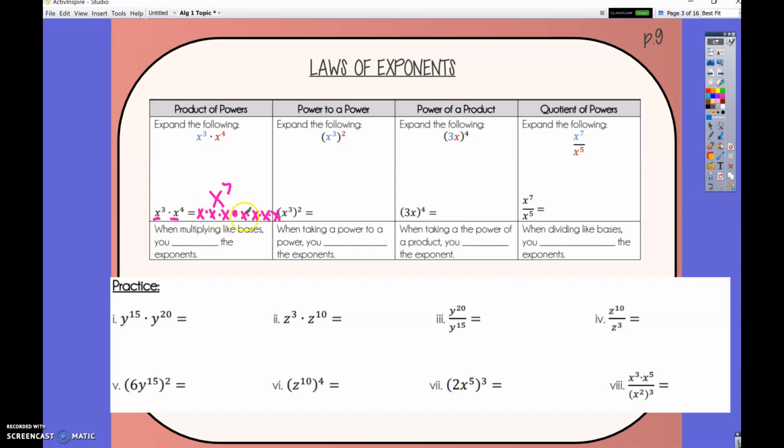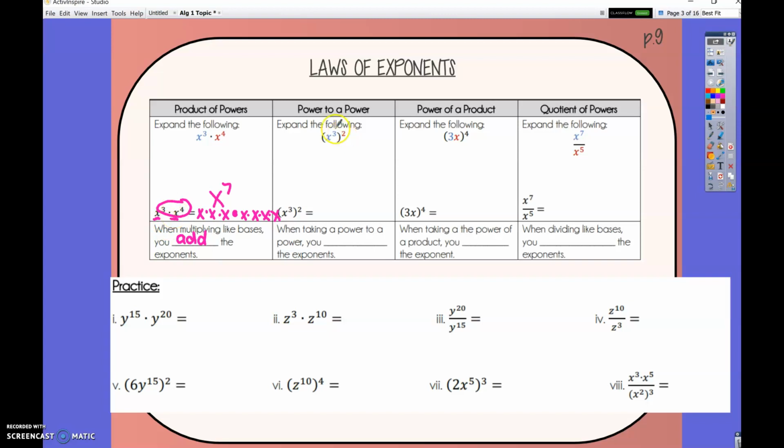Now instead of having to write these all out and count them, what could we do with these two powers up top? When we multiply like bases, we add those exponents. So we could have just said 3 plus 4 is 7. That's a little confusing when you say, well, aren't we multiplying? It's the exponents we add when we're multiplying like bases.